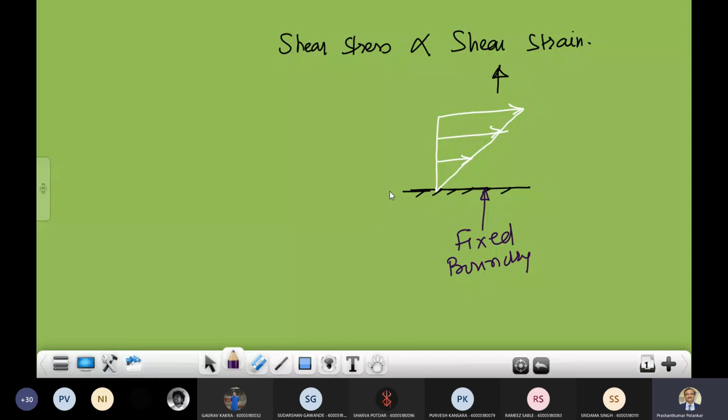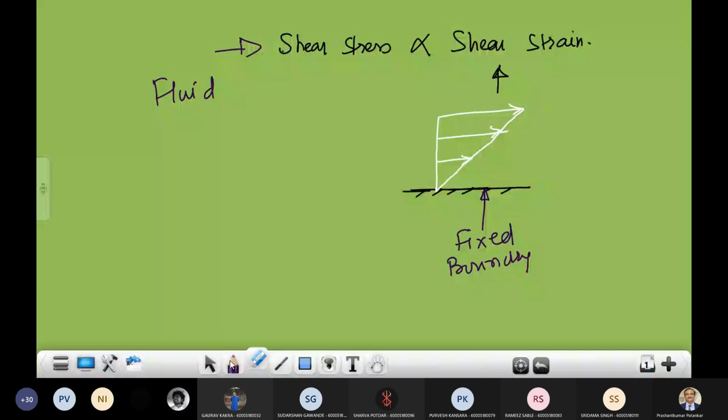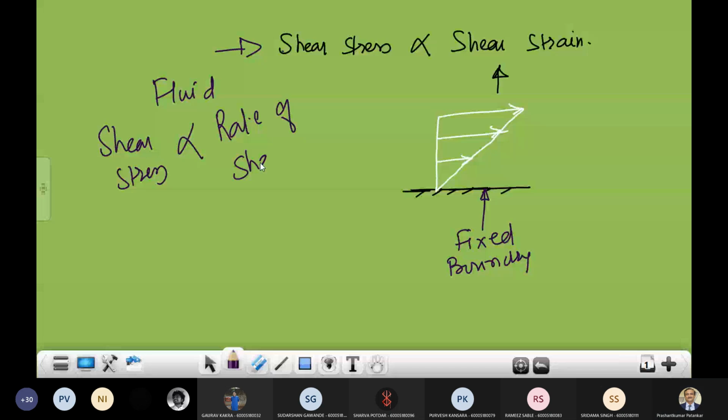In case of solids, we say that the shear stress is directly proportional to your shear strain. But in case of fluids, we say that shear stress is directly proportional to the rate of shear strain. I mistakenly wrote at the beginning that shear stress is proportional to shear strain. So that is valid, applicable in case of the solid.